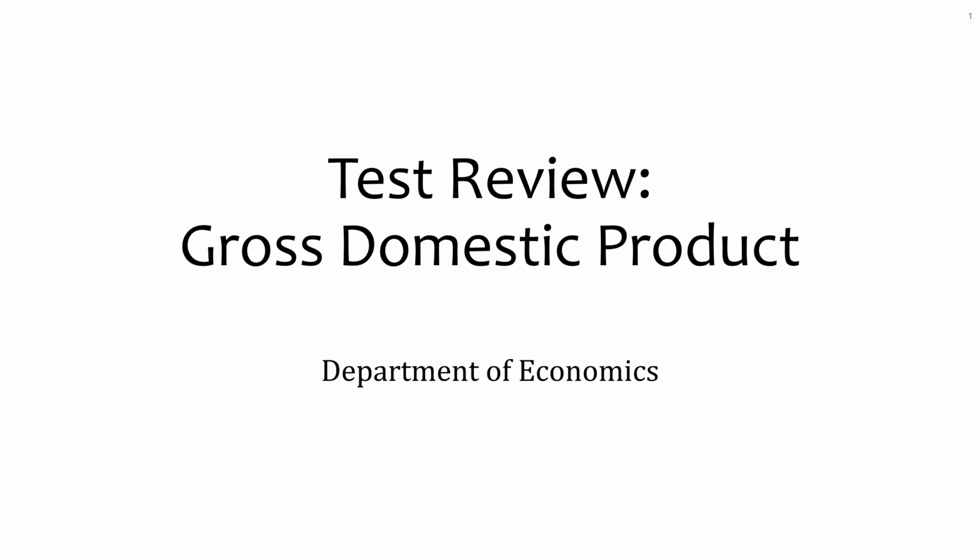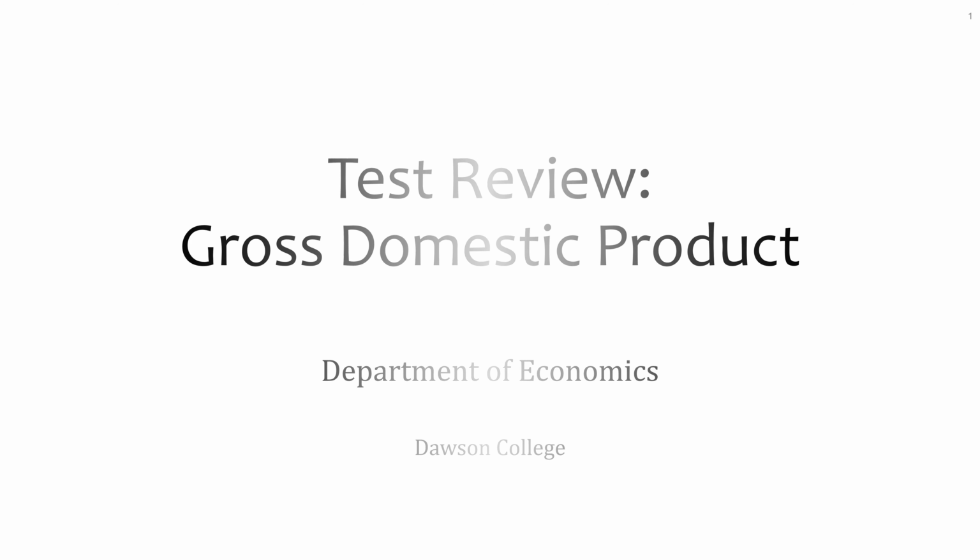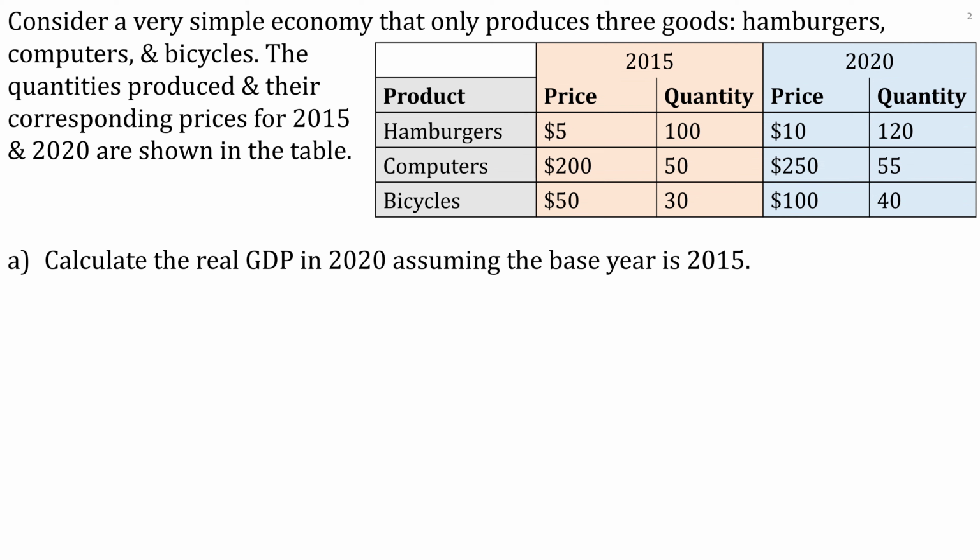Here's a crash review session on the gross domestic product. So here we're asked about an economy that produces three goods: hamburgers, computers, and bicycles, and we're given the quantities produced and corresponding prices for the years 2015 and 2020, and that's given in this table up here.